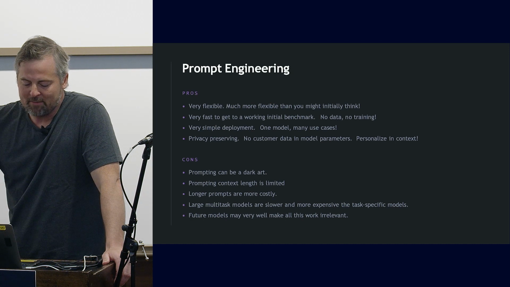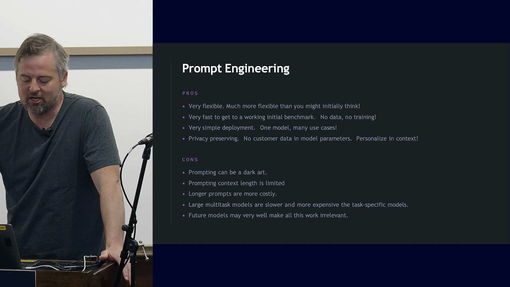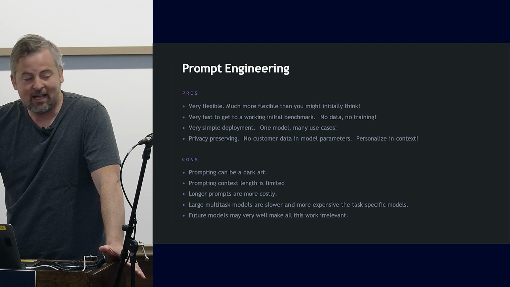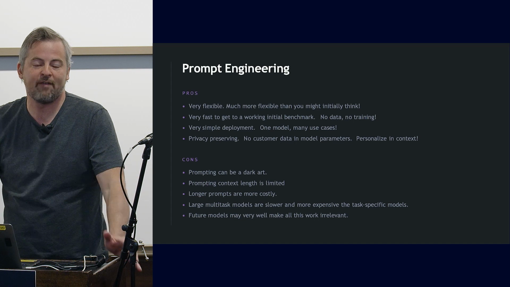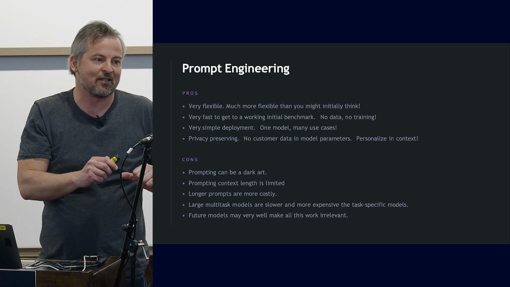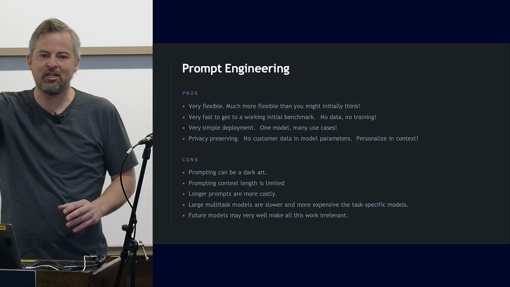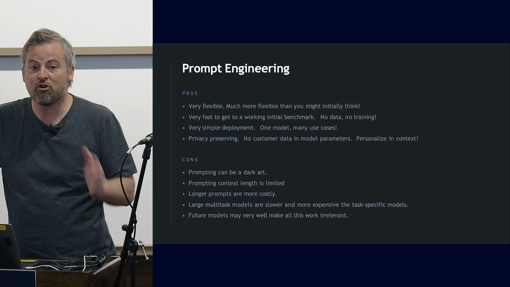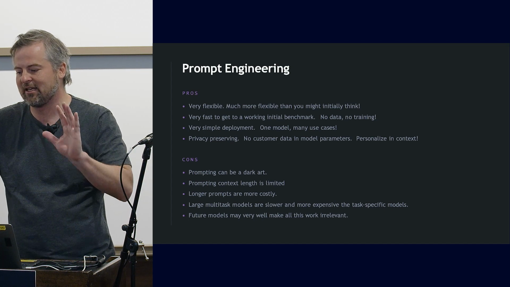The awesome thing about prompt engineering is it's extremely flexible. So the pro is it's very fast. You can iterate like crazy. The second one is it's very simple to deploy. And the last one, which I think is often underappreciated, is that it's privacy preserving. If you inject user context into the prompt, that is not leaking to other customers. It's just being used in that one completion, so you can put in anything you want about the user's private data. You're not updating the model parameters. You're not leaking the data, so you can personalize in context.